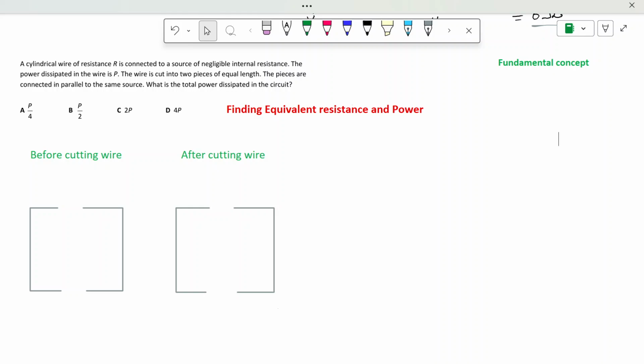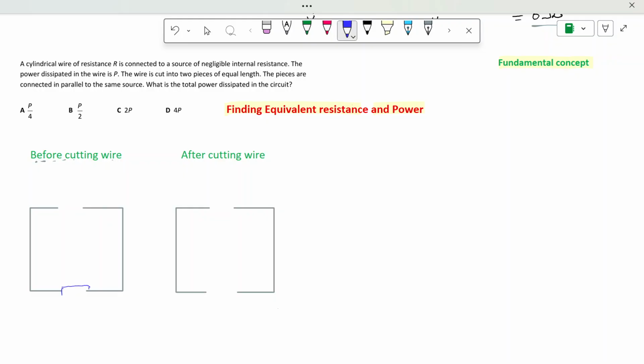The question is about finding the equivalent resistance and the power, as I had clearly mentioned. But I will explain not only that but also the fundamental concept that is required to solve the question. Now you see that I'm showing you the circuit before cutting the wire. There's a wire which has a resistance R.